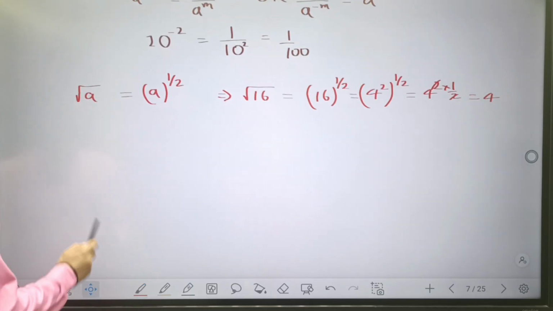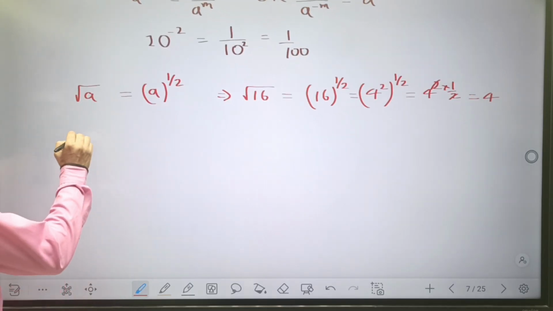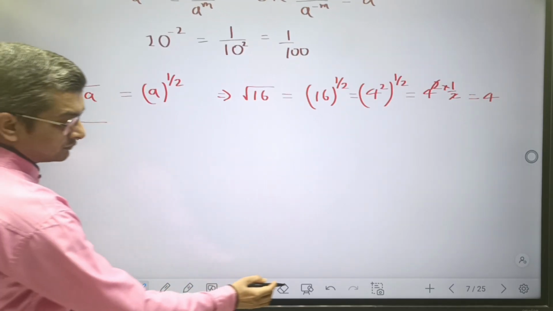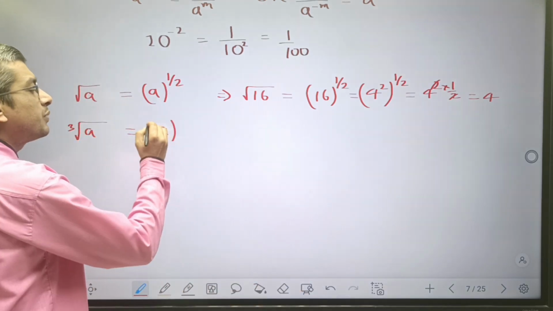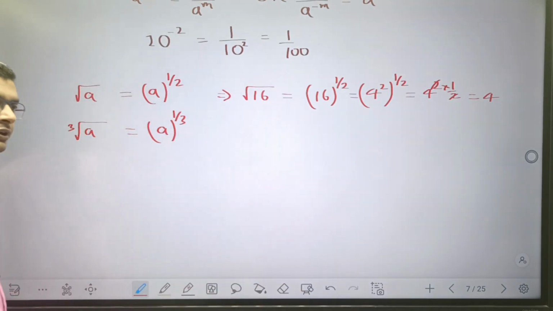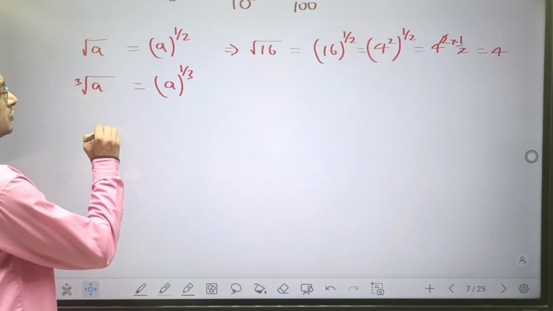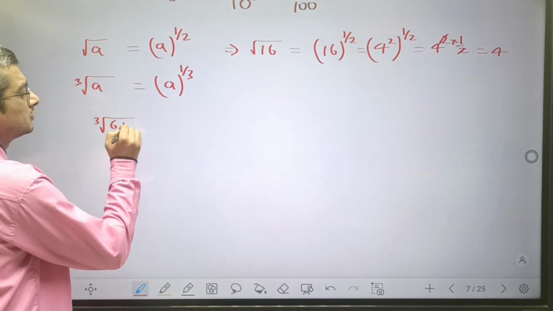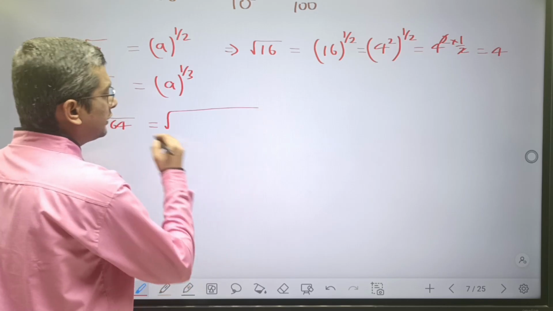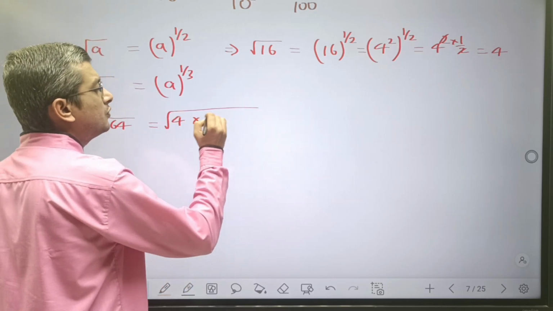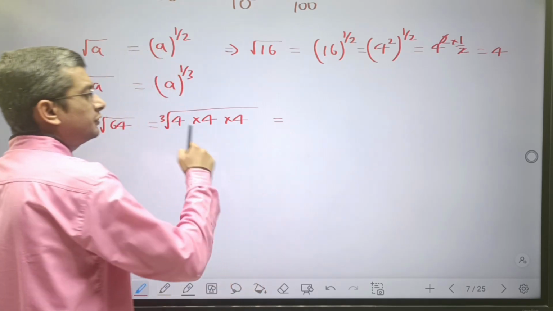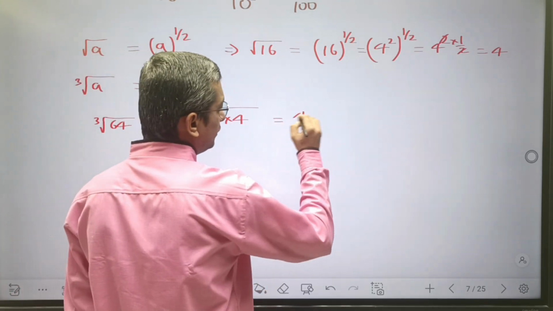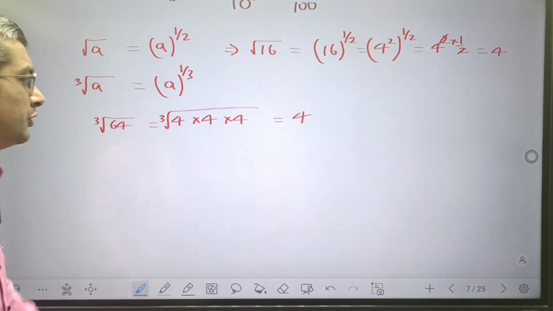Suppose if I write cube root a, then this will be a to the power 1 by 3. Now for example, cube root 64 can be written as 4 into 4 into 4. So this is cube root. From these 3 times 4 we get only a single 4 because it is cube root.